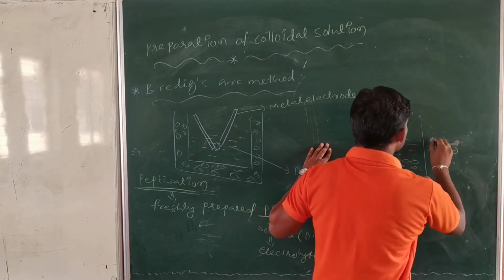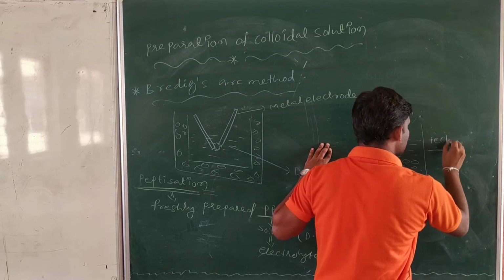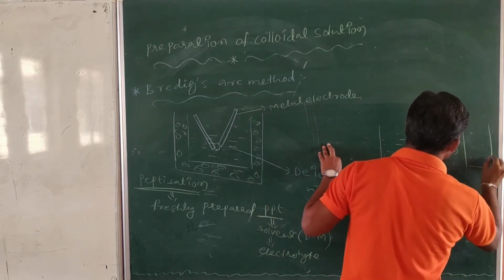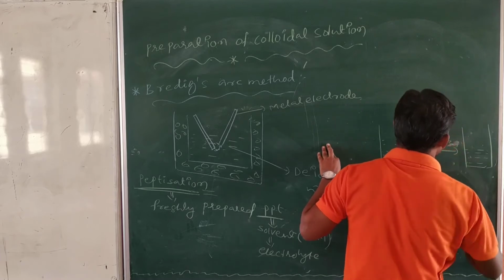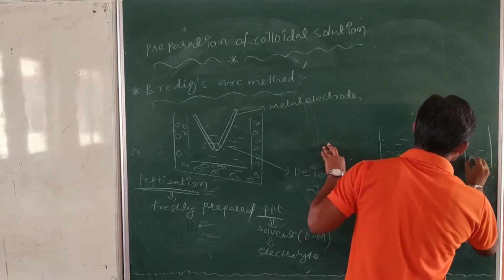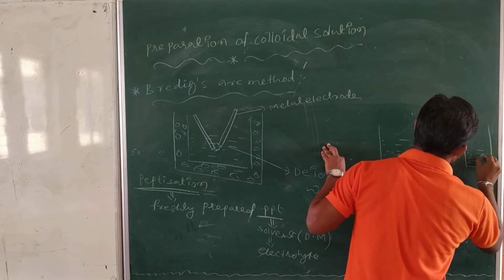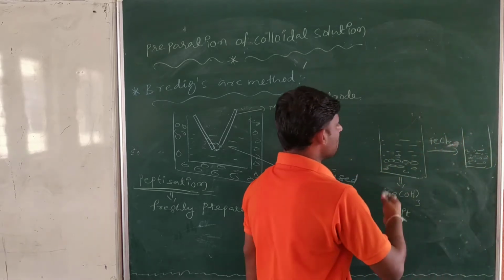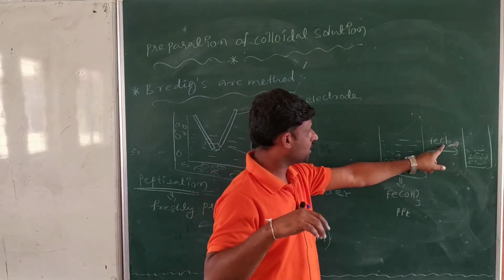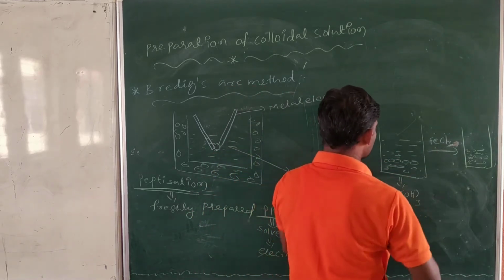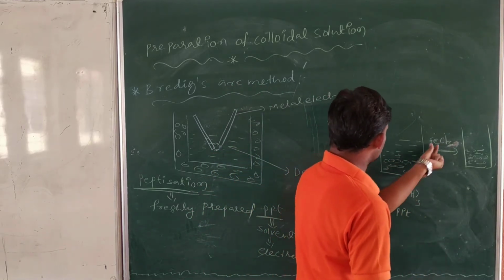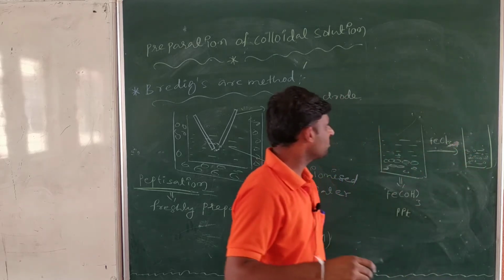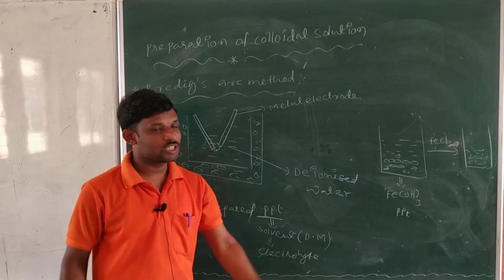Now I am taking the FeCl3 electrolyte and adding this into another solvent. So now what is happening? Colloidal particles can form. We are using the electrolyte, so a common ion will be there. Here iron, here iron also, a common ion will be there. So this common ion is utilized from the electrolyte and peptidization takes place.